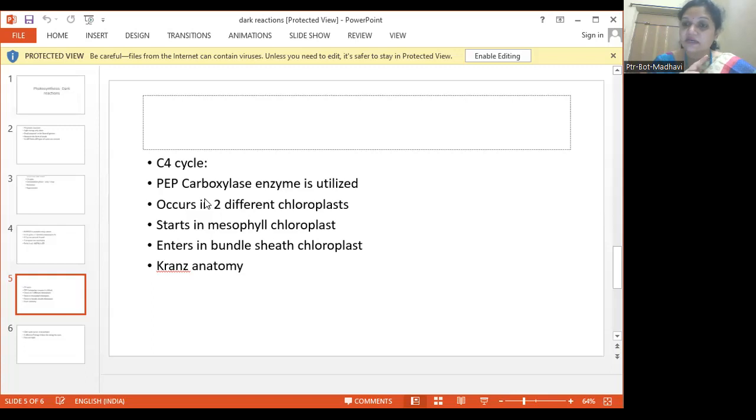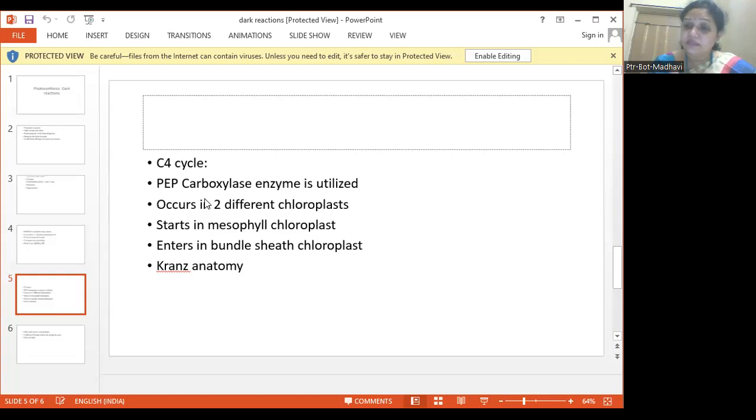And the C3 cycle occurs in the bundle sheath chloroplast. This C3 cycle starts with the presence of the enzyme Rubisco. This Rubisco enzyme has 2 enzymatic groups in it, one for the carbon dioxide, another one for the oxygen. These 2 substrates, carbon dioxide and oxygen, act like competitive inhibitors. Whichever comes first blocks the enzymatic group, and based on that, the reactions will be done by the Rubisco enzyme.